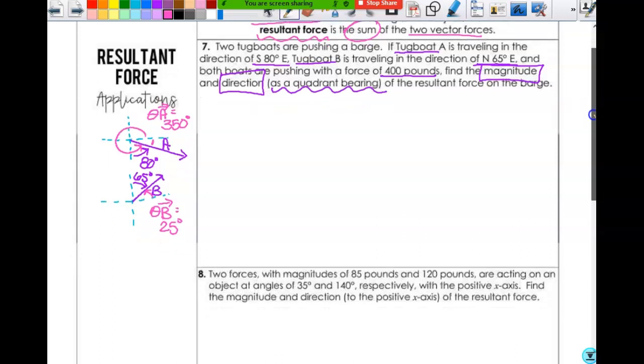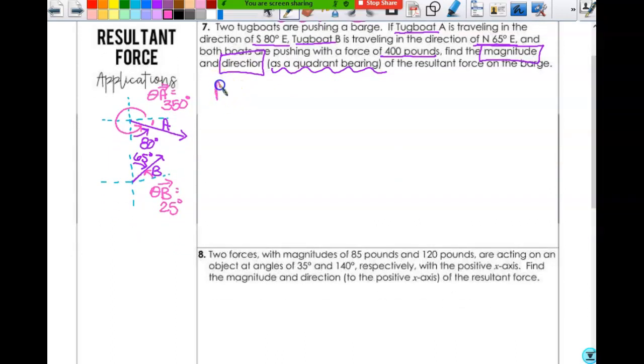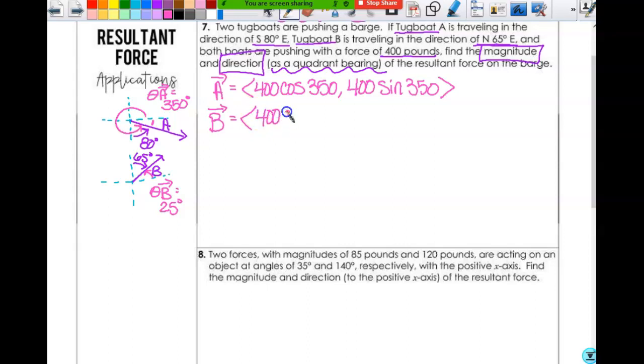So I'm going to set up my 2 vectors. Vector A, our magnitude is 400 times the cosine of theta, and theta for that is 350. And then I'd have 400 times the sine of 350. For vector B, I still have 400, but my angle's different, so it'll be 400 cosine of 25, 400 sine of 25. Okay. Everybody understand where all that came from?